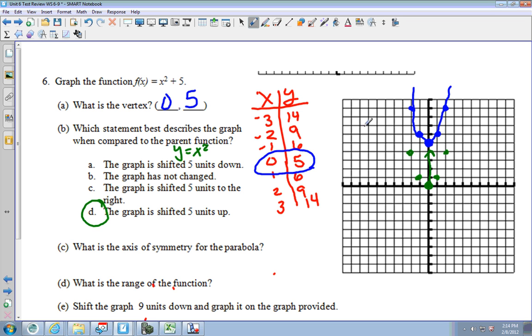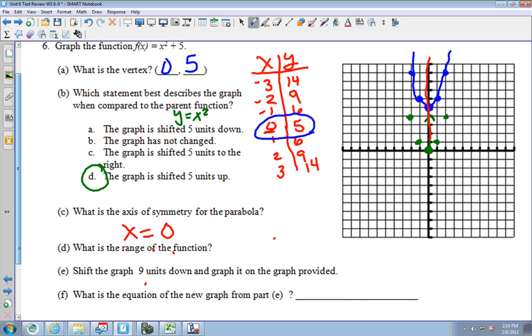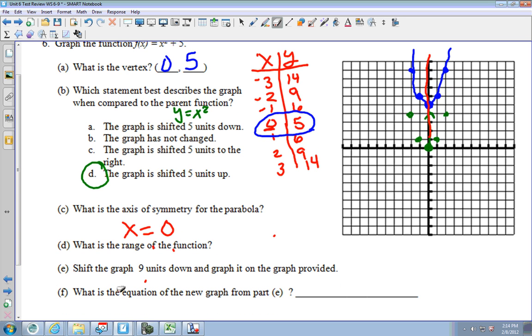What is the axis of symmetry for that new parabola? Well, where am I going to fold it in half? It's right here. It's x equals the x number of the vertex, which is x equals 0. What is the range of the function? First off, you need to remember that range is y. Now, I start down here on the y. I start at 5, and it's all these numbers upward because it opens up. So it's going to be y is greater than or equal to 5.